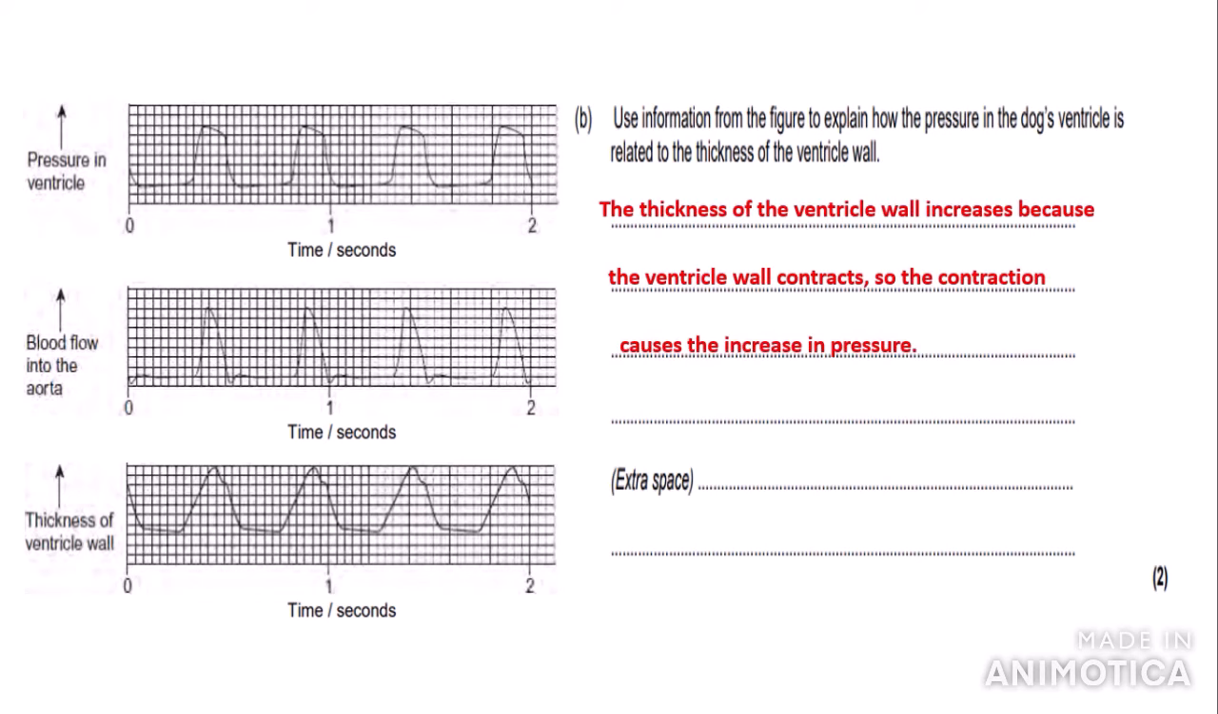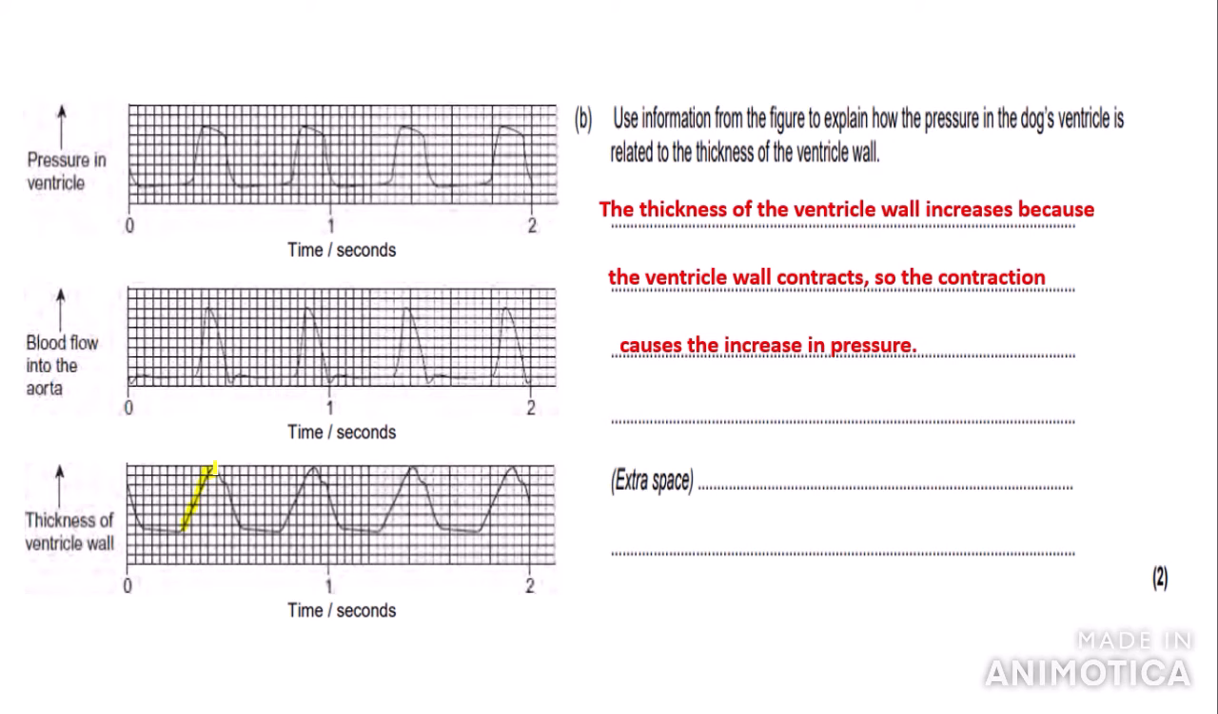Here's what I've put. The thickness of the ventricle wall increases, as we can see here. There is a rapid increase in the thickness of the ventricle wall. Now you need to relate this to what happens during the cardiac cycle, which I mentioned earlier in the video. So the thickness of the ventricle wall increases because the ventricle wall contracts. So the contraction causes the increase in pressure. So you need to relate it to the pressure in the ventricle, as this is what the question asks you.